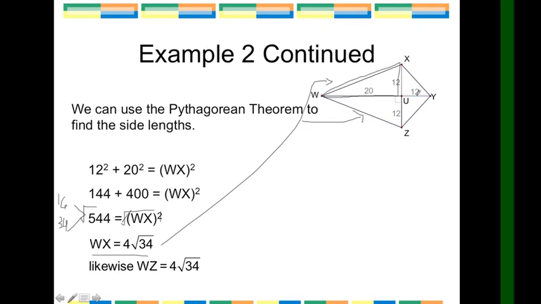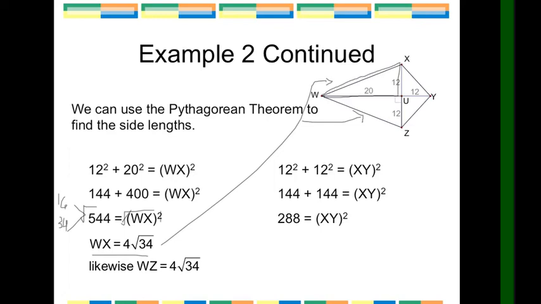Now we look for the other side, which is XY. Still we are in the right triangle, so we can still use the Pythagorean theorem, which is 12 squared plus 12 squared equals XY squared. And 12 squared plus 12 squared is 144 plus 144 is equal to XY squared. And 144 plus 144 is 288. And square root both sides, and we will get 12 square root of 2.